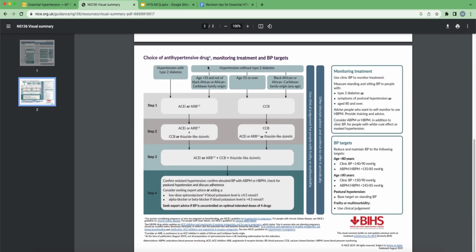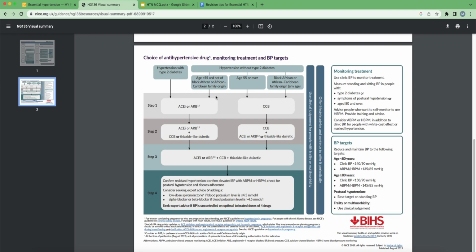So basically, if a patient has hypertension without being type 2 diabetic, you need to consider the following. If they're less than 55 and not of Black African or African Caribbean origin, you need to start them on an ACE inhibitor or an ARB. We discuss ACE inhibitors like ramipril, ARBs like candesartan, losartan. That will be your step 1 if they're less than 55 and not Black or Afro-Caribbean.